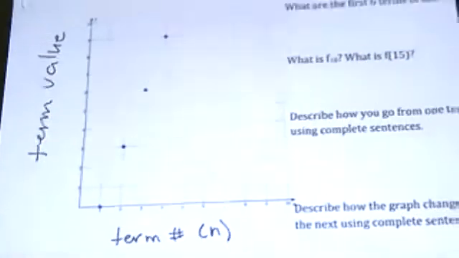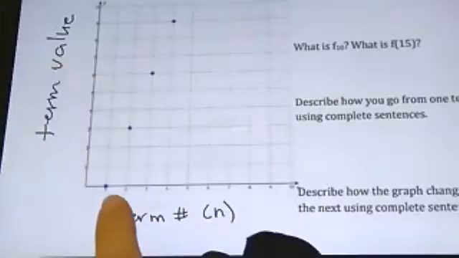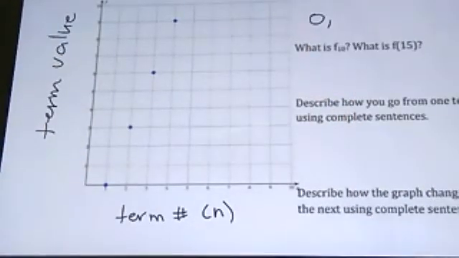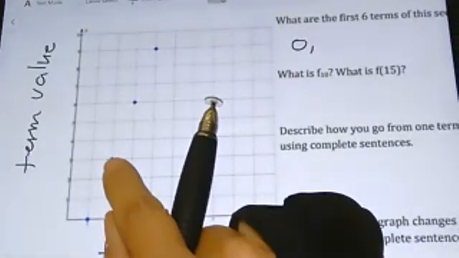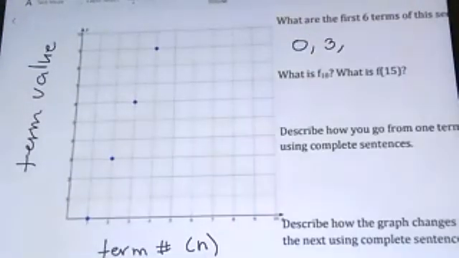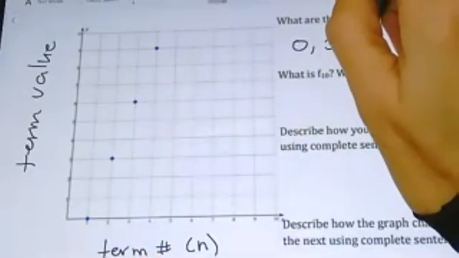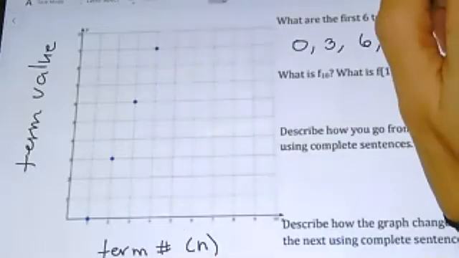So if we take a look at this sequence right here, that's my first term. There's a dot right there. Term number 1 has a value of 0. So there's my first term. Term number 2 has a value of 3. Term number 3 has a value of 6. Term number 4 has a value of 9.